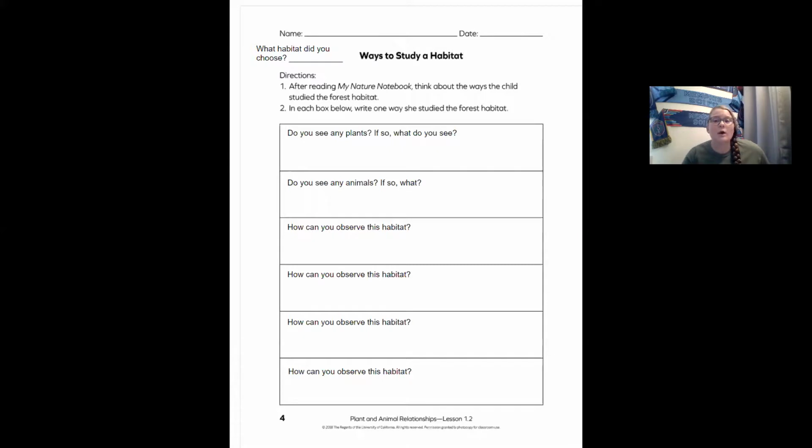The next 4 are going to be ways that you can observe this habitat. So this is where we're remembering what we learned from My Nature Notebook and applying it here. I only asked for 3 ways, but if you can come up with 4, that will be great. So this is your assignment that is due this week, okay? So what we did in our nature notebook, that's not due. This is what's due, and it will be in Google Classroom.